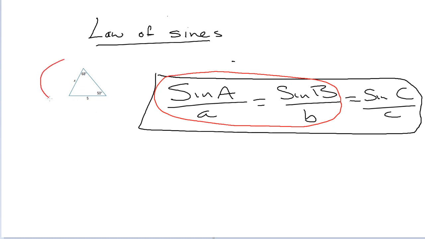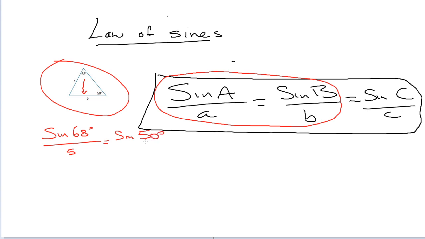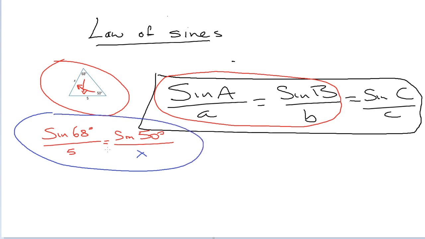So in this triangle here, I have angle 68 and I have its opposite side. So I can say, well, I have sine of 68 degrees over its opposite side, which is 5, and that's equal to sine of angle 50 degrees over its opposite side, which in this case is x. So I have 3 of the 4 measures given in this proportion, so I can solve for the fourth one. How do I do that?